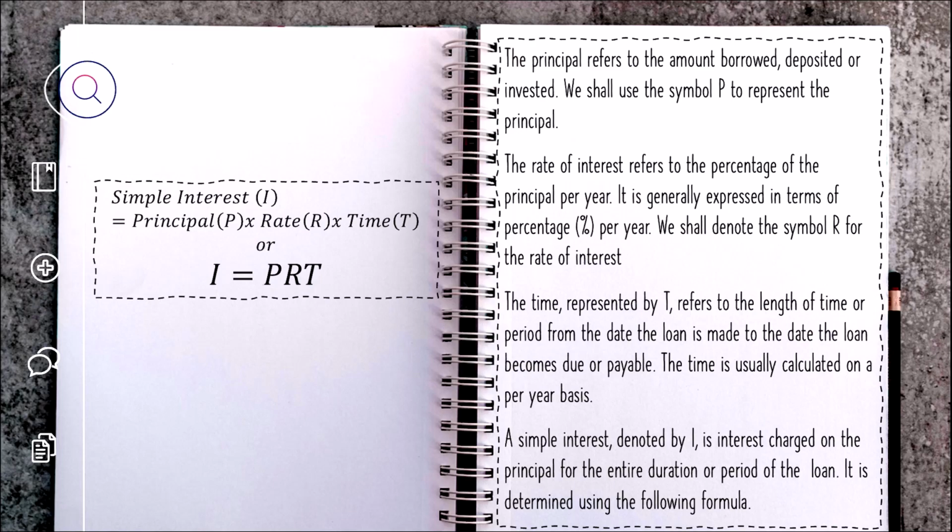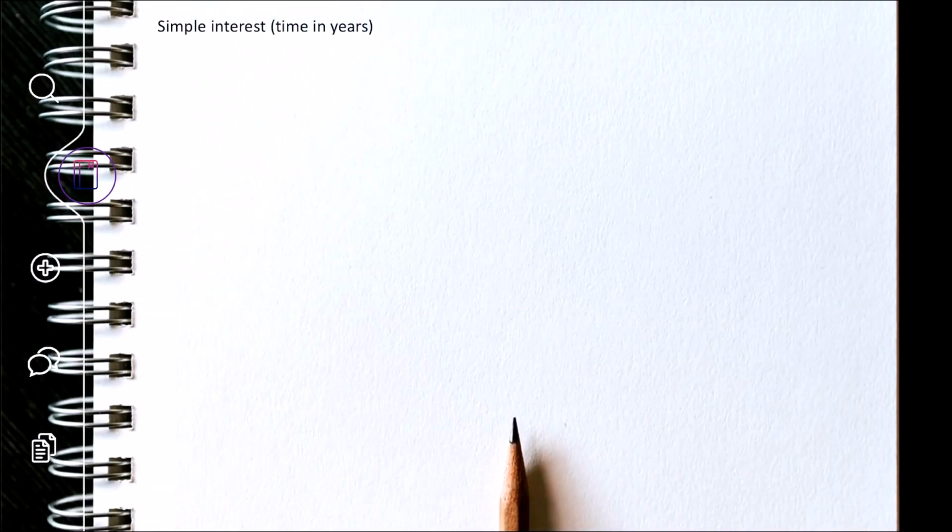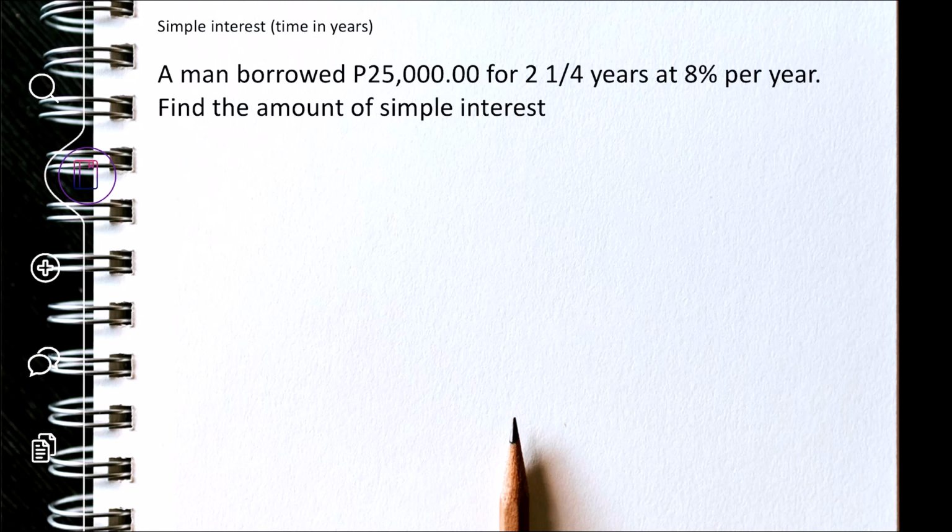Okay, ngayon naman po, magbibigay na tayo ng example para sa simple interest. Unahin muna natin yung simple interest. Okay, example number 1. Unahin po natin na simple interest, yung time po niya is in years. Okay, a man borrowed 25,000 pesos for 2 and 1/4 years at 8% per year. Find the amount of simple interest.